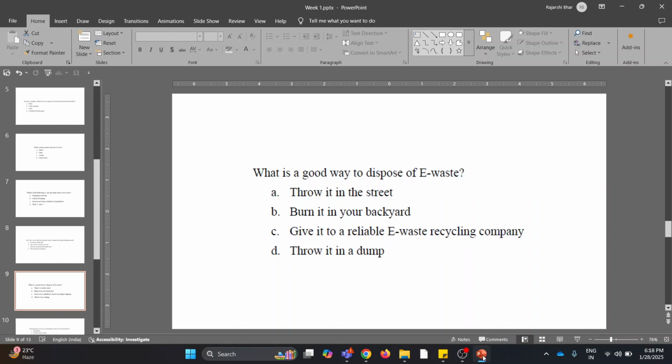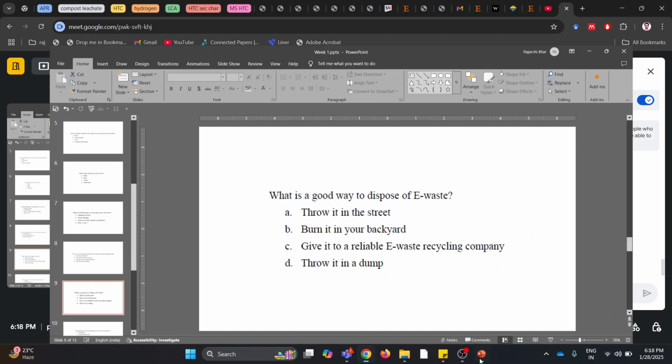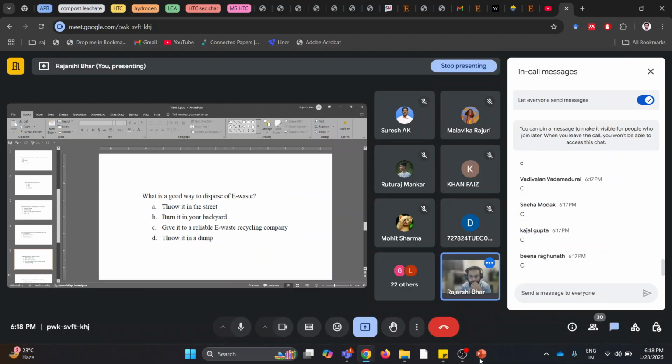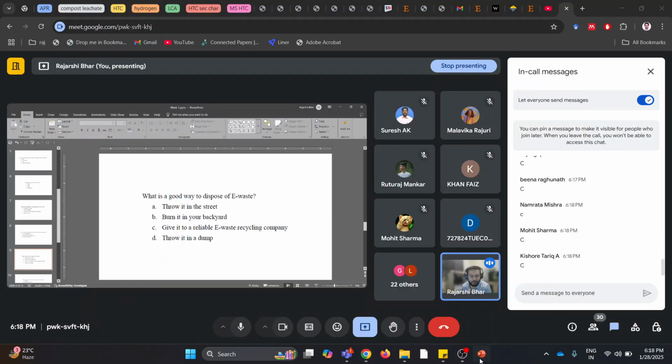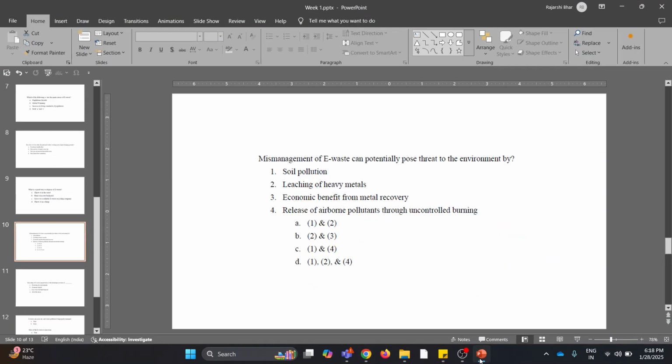Now, coming to the next question, what is a good way to dispose e-waste? This is a very simple one. Yes, absolutely true. Thank you for your answers. Option C is the correct answer. Now, next one: mismanagement of e-waste can potentially pose a threat to the environment by which of the following reasons?